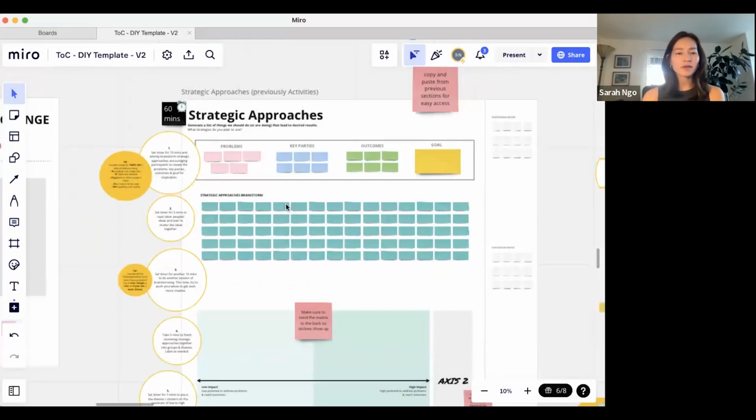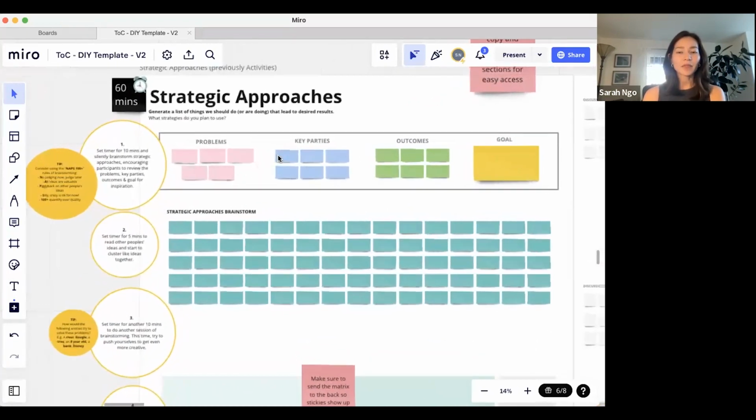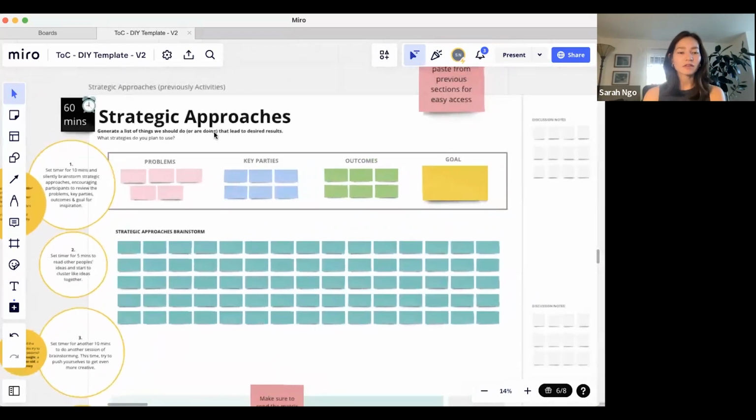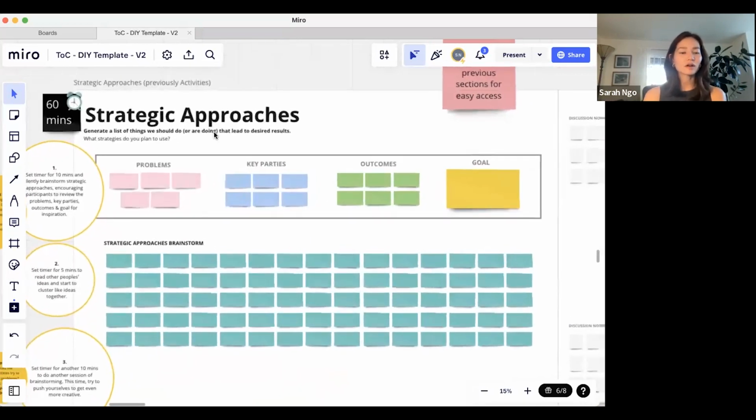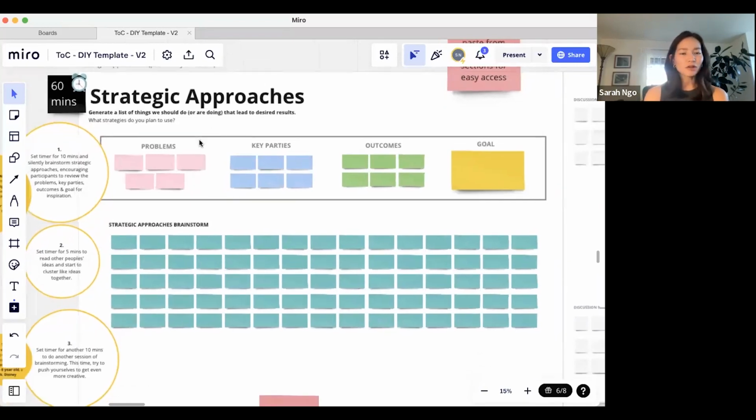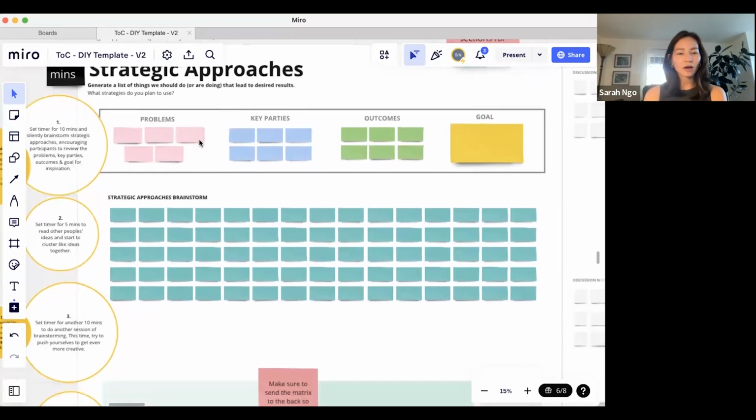The first meaty element of this Day 2 workshop is the strategic approaches. These are the things that your team or your project is doing as interventions that will hopefully lead to the desired results. So it's the only verbs on the theory of change, the verb statements on the theory of change.